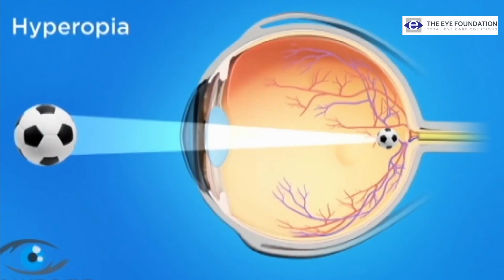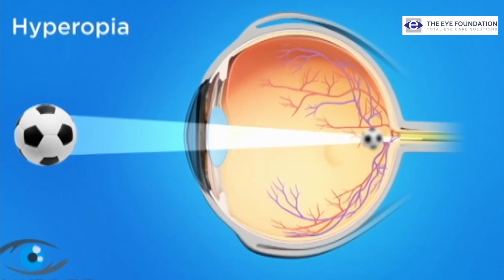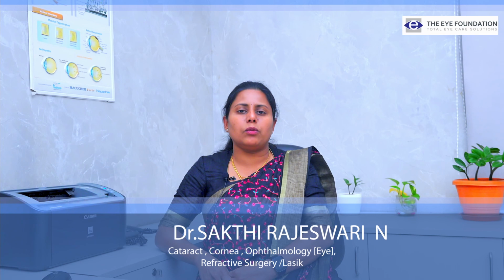All those patients who have these refractive errors will not have clear vision, for which they use either spectacles or contact lenses. So if the patient wishes to get rid of spectacles or contact lenses and wants to get LASIK done, they can approach the hospital. When the patient comes for a LASIK surgery, we do a detailed evaluation of the patient.